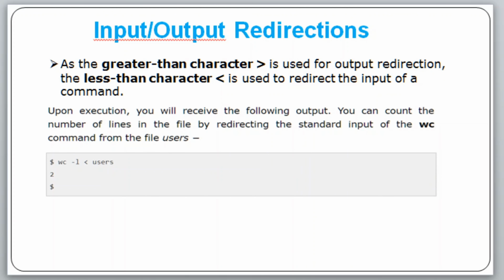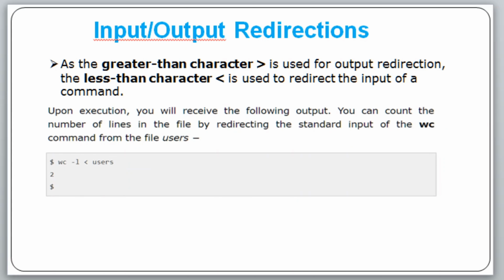So as the greater than character, which is this character here, is used for output redirection, the less than character is used to redirect the input of a command. Upon execution, you will receive the following output. You can count the number of lines in that file by redirecting the standard input of the word count command from the file users. So we see here you can actually use that symbol to redirect the other way. Okay, so we have the file users here that's going to be sent into the command word count.